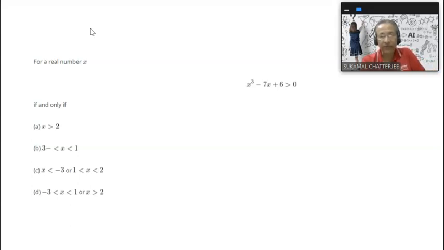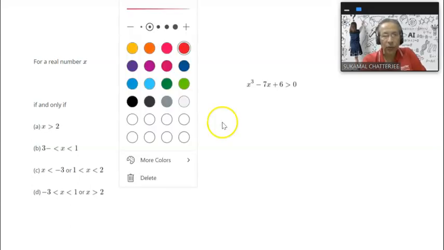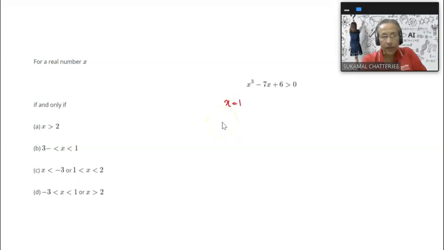And we can see from the coefficients that if we put x equal to 1, then we get 1 minus 7 plus 6, which is equal to 0. That means x equal to 1 is a factor of the polynomial x cube minus 7x plus 6, or in other words, x minus 1 is a factor.